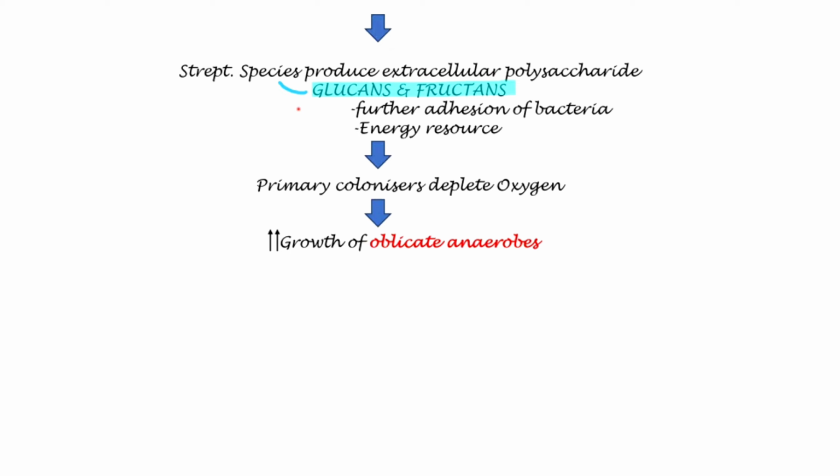What are these extracellular polysaccharides? These are glucans and fructans. What do they do? They promote further adhesion of certain bacteria. They also serve as an energy source. These primary colonizers are facultative aerobes or facultative anaerobes. They primarily feed on oxygen and deplete it. They increase the growth of obligate species. As there is no oxygen here, the obligate species are able to colonize.